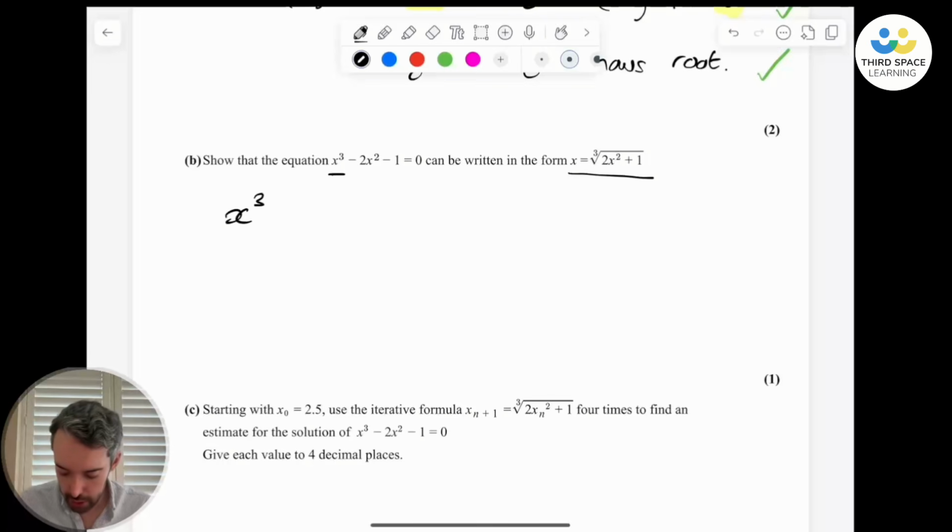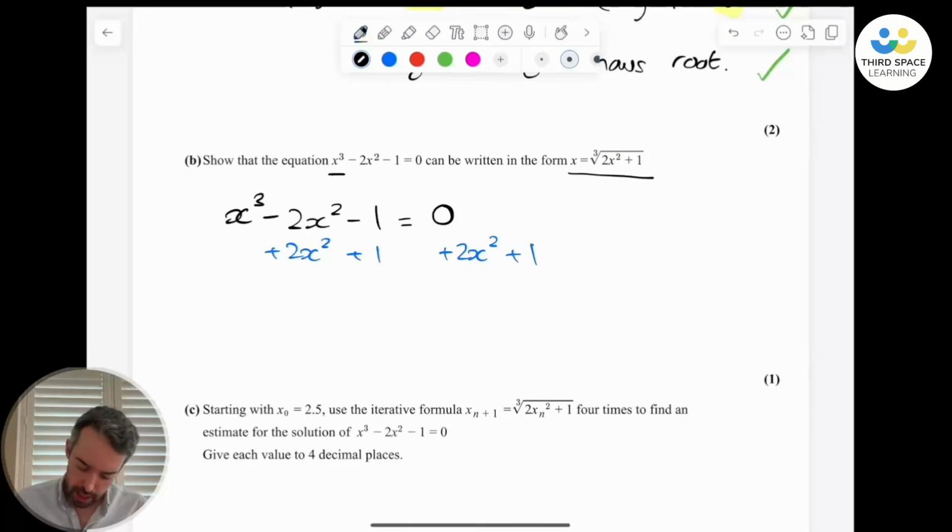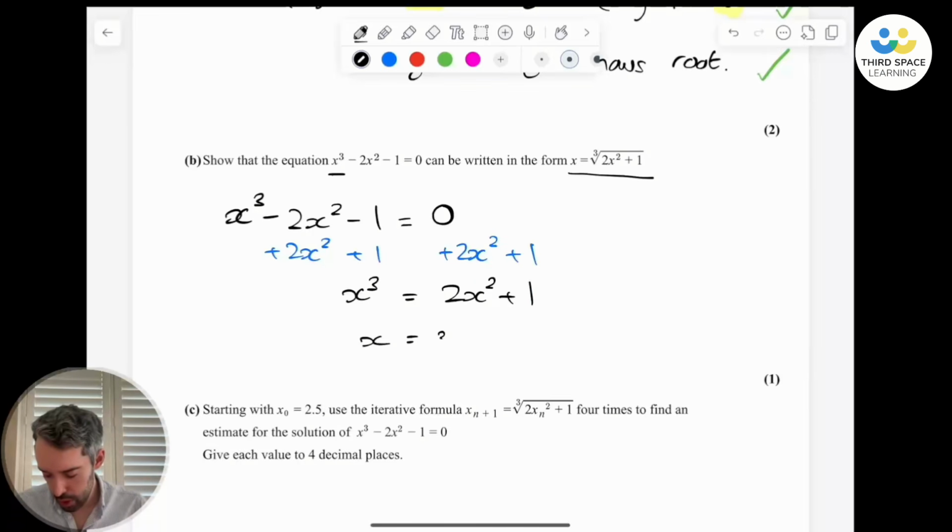So x cubed minus 2x squared minus 1 equals 0. So let's make x cubed the subject. So let's add 2x squared and 1 to both sides. And we're going to get left on the left-hand side is x cubed, and on the right-hand side is 2x squared plus 1. And then I'll just cube root both sides to give me x equals the cube root of 2x squared plus 1. And there's my mark.